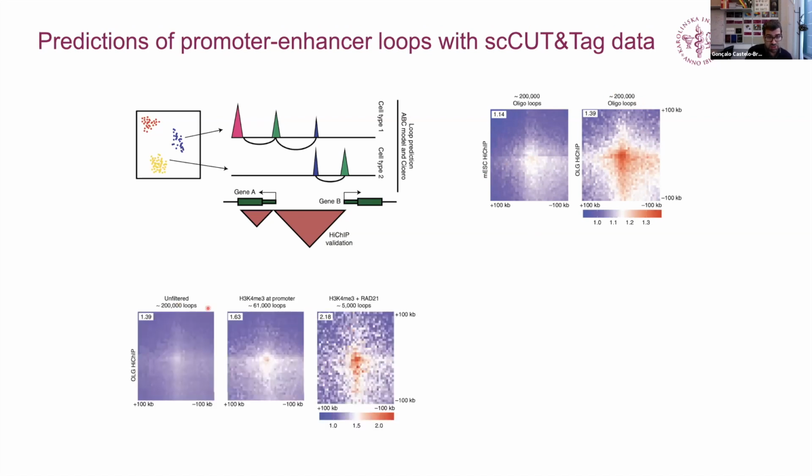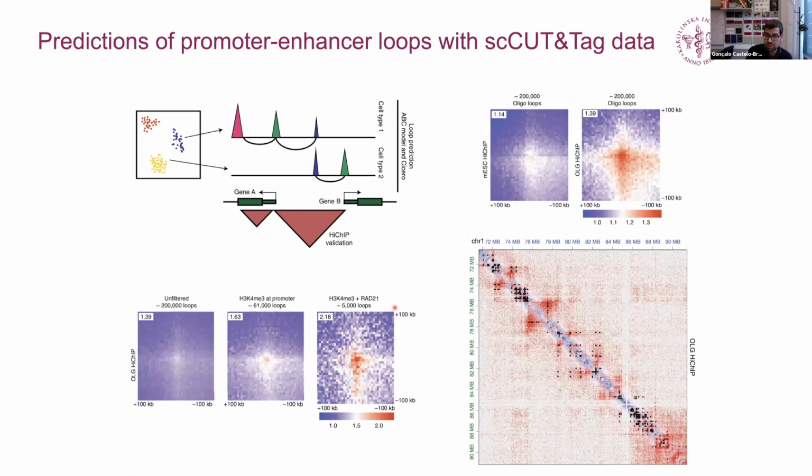What we can then do is filter the data on the presence of H3K4 methylation at promoters, or the presence of RAD21, and from these 200,000 loops, you get 5,000 loops. When we overlay our predictions with Hi-ChIP data, we can see here in black that there is quite a good correlation between our predictions and what we see in the Hi-ChIP data.